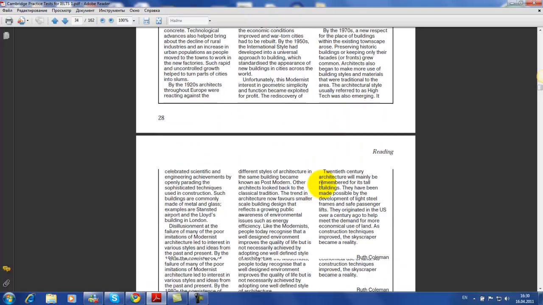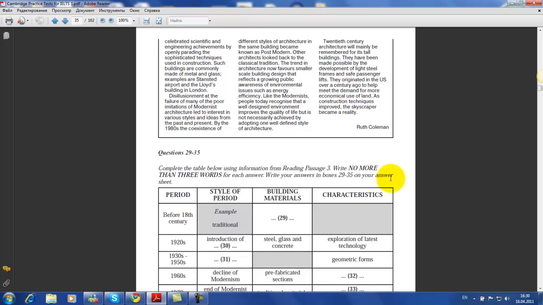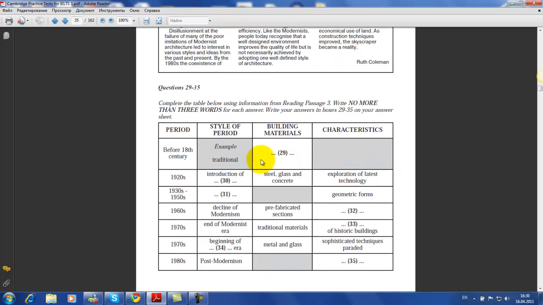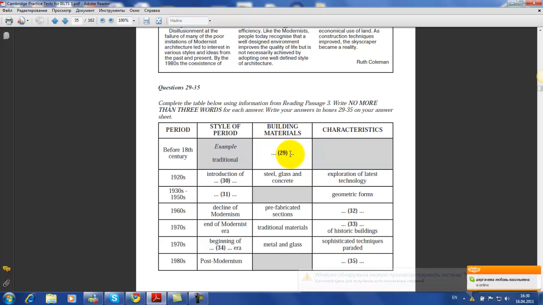Now we look at the task. The task is to complete the table, and we shouldn't use more than 3 words for each answer. So now we have to study the table. So the first question here is number 29. So we have to find the answer for question 29, and we have to look for building materials.